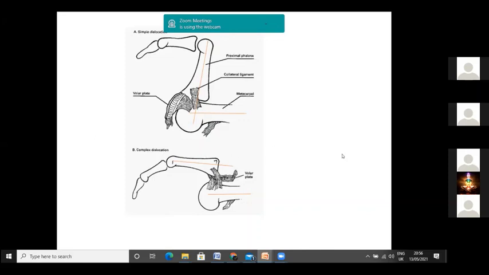Has anybody seen such a dislocation being reduced in their hospital? Yes, sir. So how was it approached, volar side or dorsal side? Dorsal. So do you remember the steps? No, sir, it's long back. We saw the volar plate.